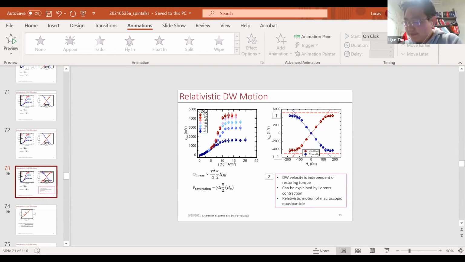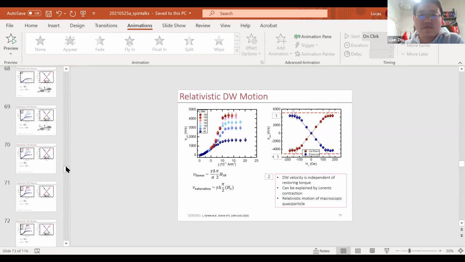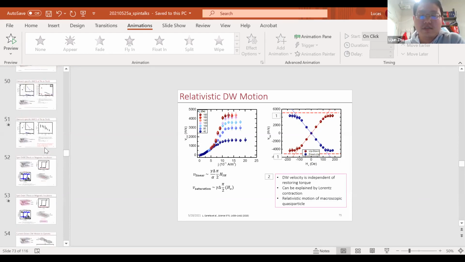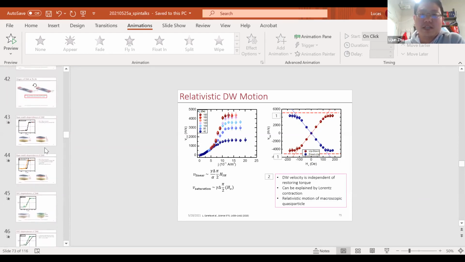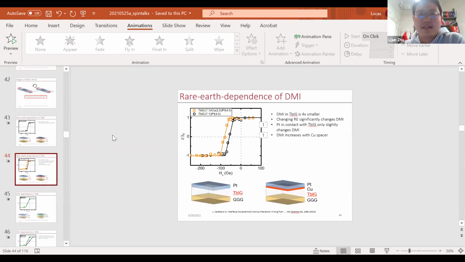The first one is, you show that the platinum oxide interface is not important for DMI, but for a metallic system like a platinum cobalt system, this interface is very important for DMI. So what's the difference from the metallic system?